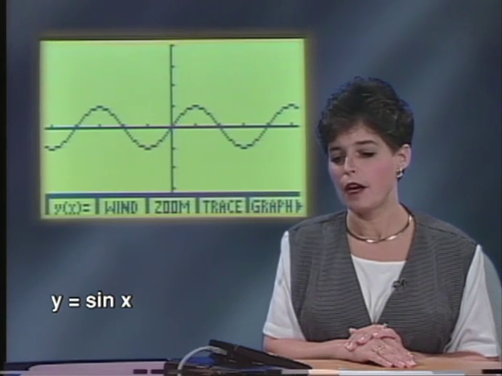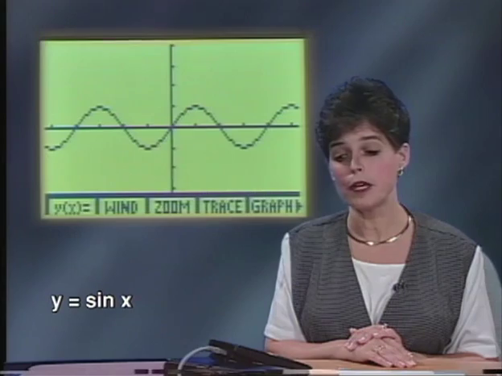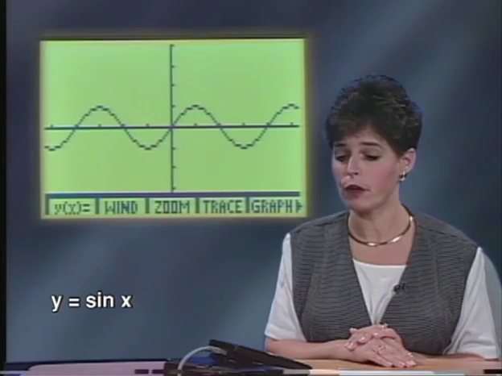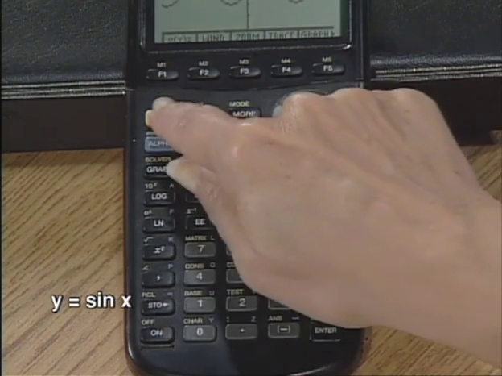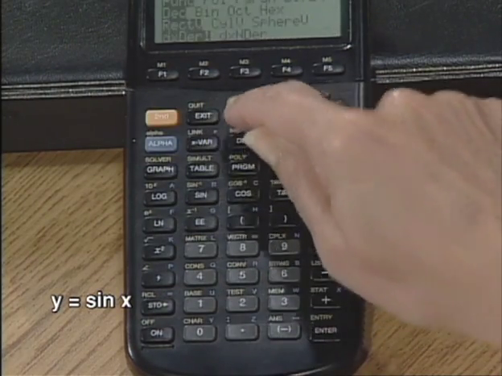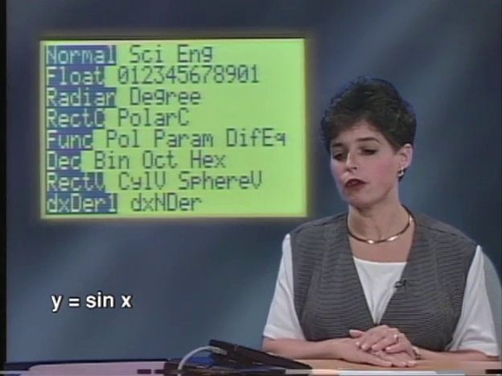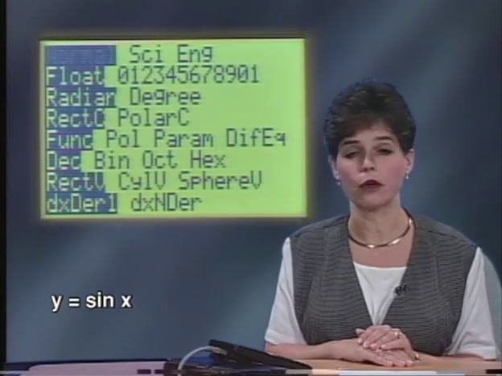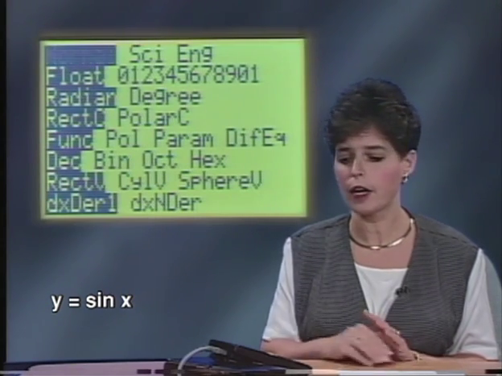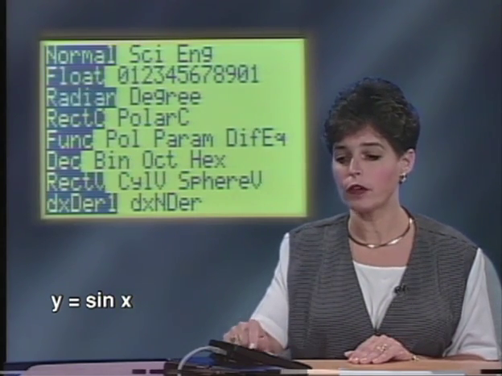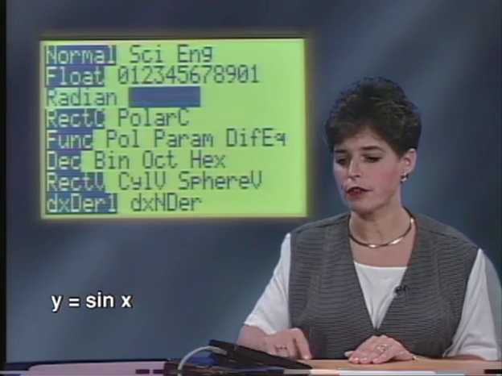Okay? Now, I happen to probably be in radian mode, but I don't know if I am. Let's check. Mode is right up over here above the more key. So let's go second, mode. And I see that on the third line down, I have the choice between radian and degree. Okay, I am in radian mode. That's fine. If I decide to go into degree mode, press enter.